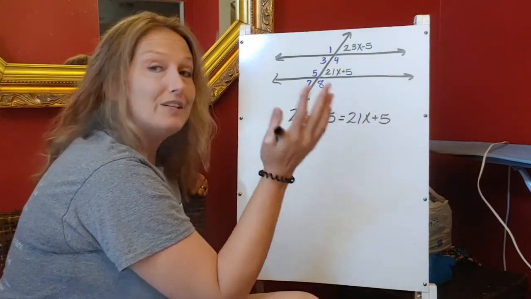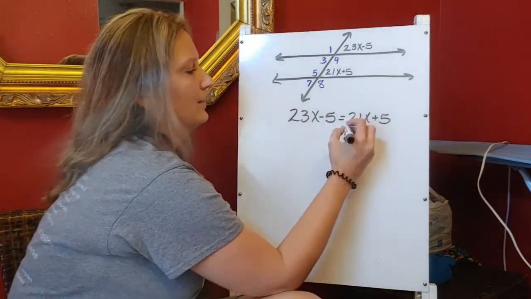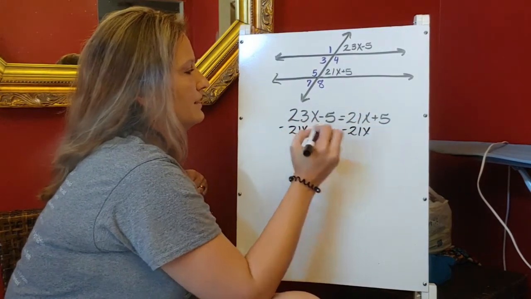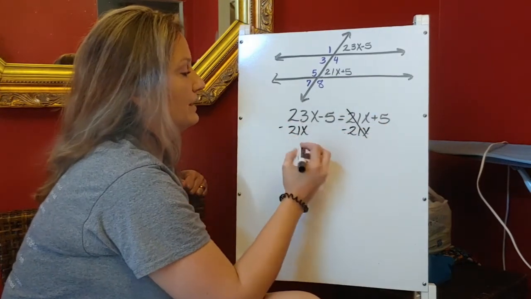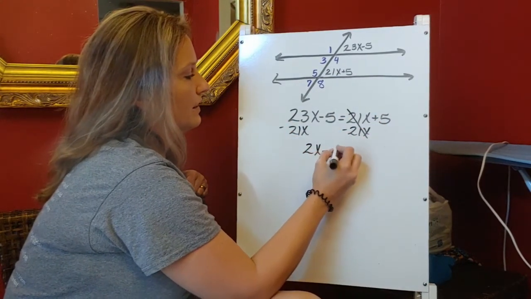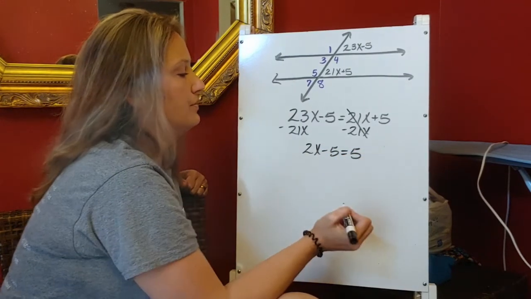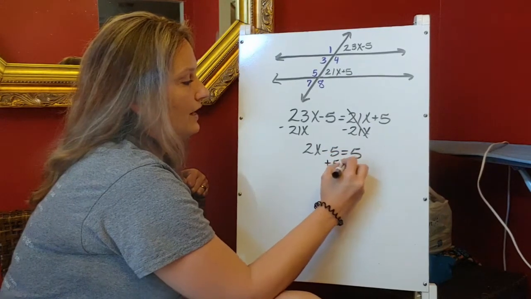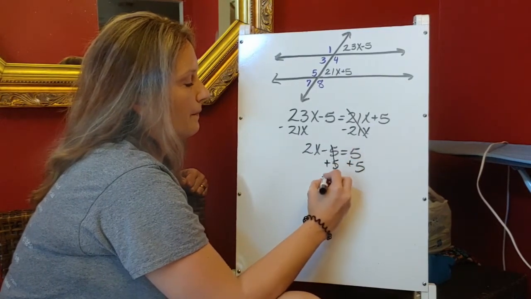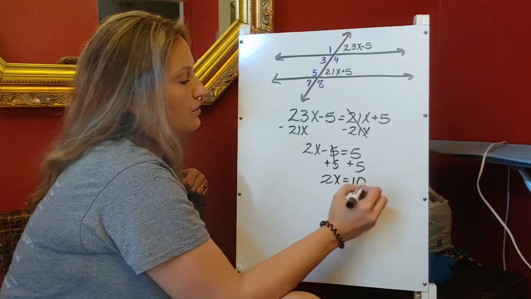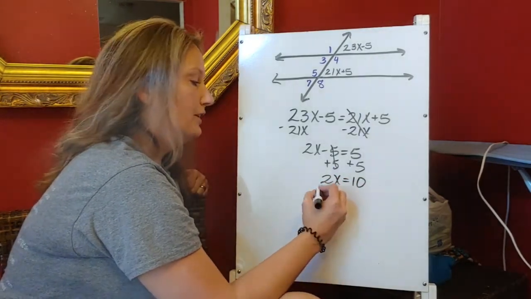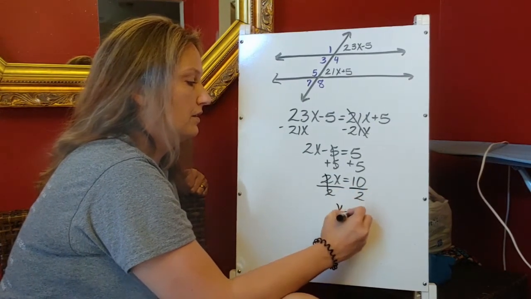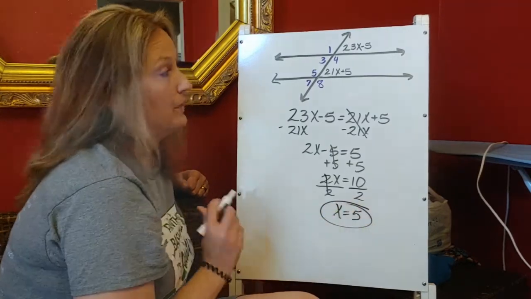To the other side. So I'm going to bring all my x's over here to the left. So I'm going to subtract 21x from both sides. 23x minus 21x gives me 2x minus 5 equals a positive 5. Now I need to get that negative 5 over there, so I'm going to add 5 to both sides. And 2x is 10. To find out what just an x is, I'm going to divide both sides by 2. And x ends up being 5.